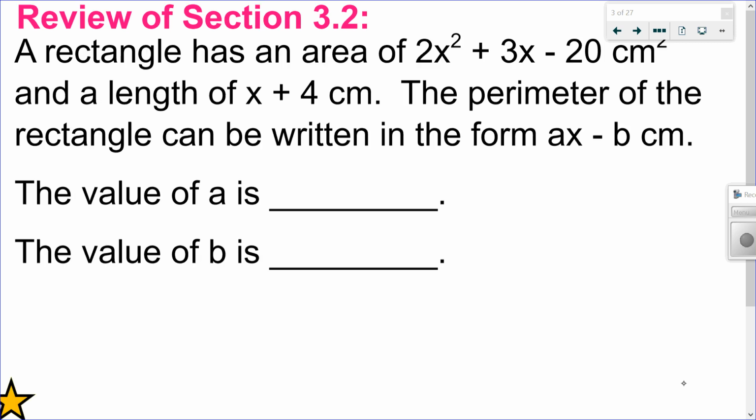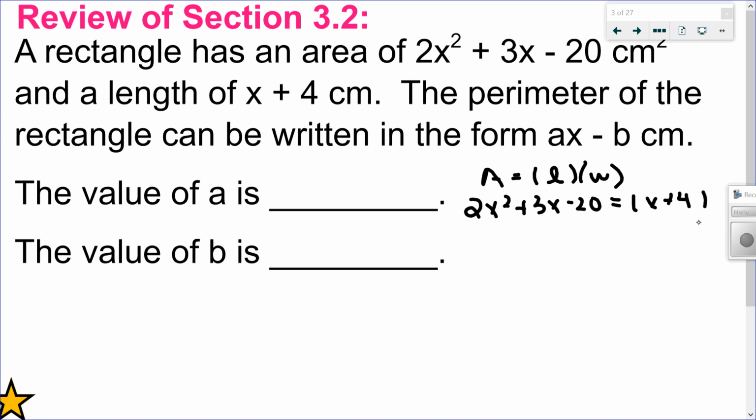Okay, let's try another question. In this question, we have a rectangle that has an area of 2x squared plus 3x minus 20, and I have a length of x plus 4. I want to know what the perimeter is. I know that the area of a rectangle is length multiplied by width. So I have my area, 2x squared plus 3x minus 20, and that's going to equal my length of x plus 4 multiplied by my width, which I do not know. So I'll just multiply that by width.